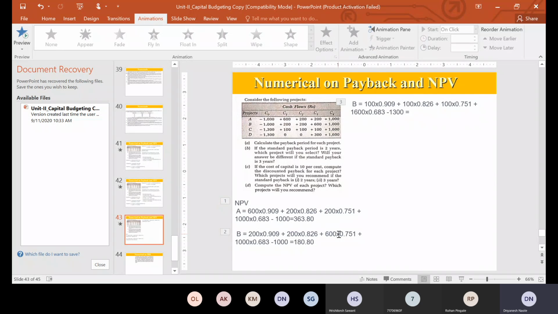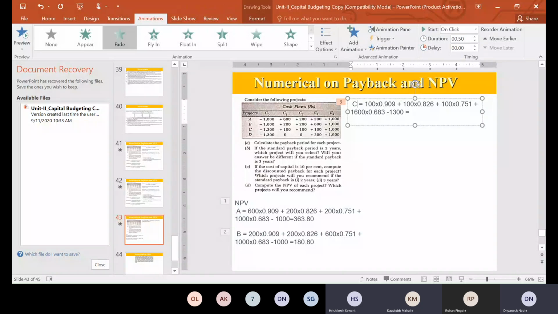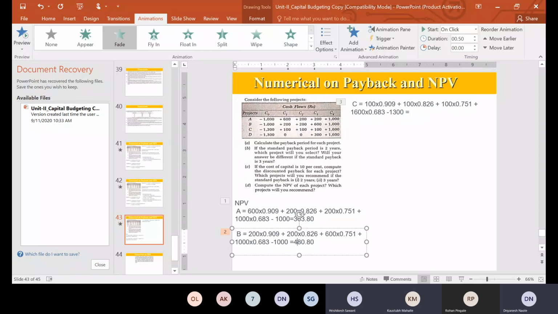सॉल्व कर रहे कि नहीं आप? तो 480.60 आ रहा है किसका? सी का? बी का. सर वही बोला था मैंने भी. नहीं 1400 आ रहा है. नहीं 200 इंटू 0.909 प्लस 200 इंटू 0.826 प्लस 600. ओके सॉरी 600 था वो. ठीक है, कितना आ रहा है? 480.60. ओके 480.6. हाँ, yes. Okay, fine.